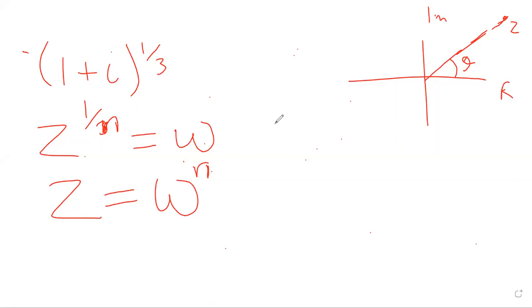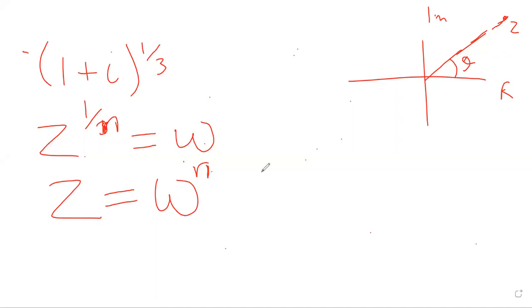Now, if z to the power 1 over n is w, that means that w is an nth root, so w to the power n is equal to z. I hope that's fine with you. So according to the theorem, my w is a complex number.